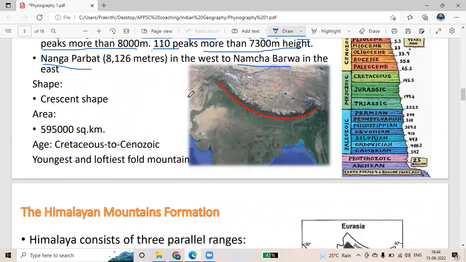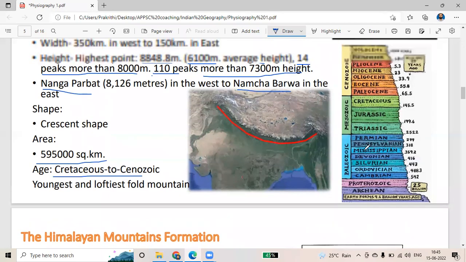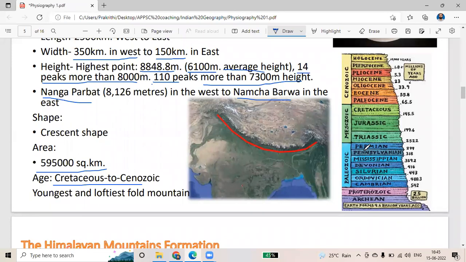And it covers an area of 5.95 lakh square kilometer. It has an area of 5.95 lakh square kilometer है इसका area. And it has an age. It starts from Cretaceous period to Cenozoic period. That means still also there is Himalaya अभी भी इसका growing stage में है. So it starts from Cretaceous period, Mesozoic era में Cretaceous period से इसका आ रहा है. This is Holocene period, recent period. Still the Himalaya is in its growing stage.